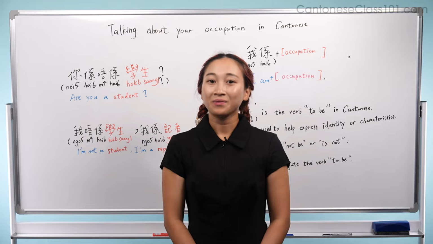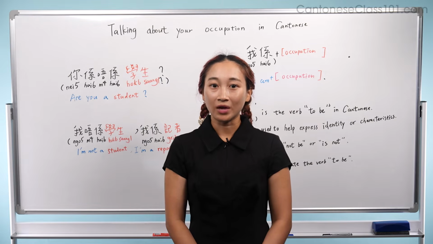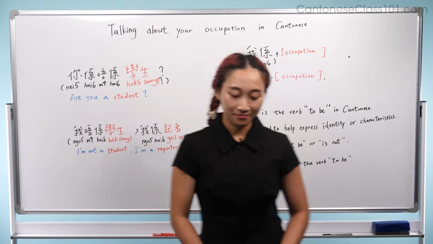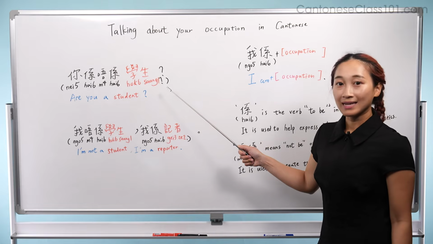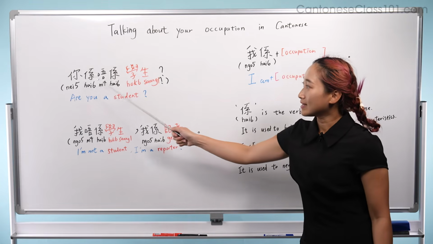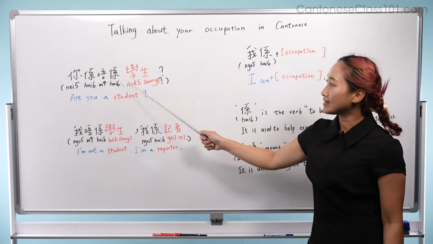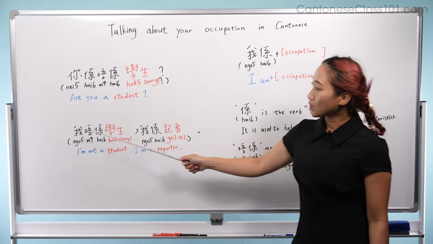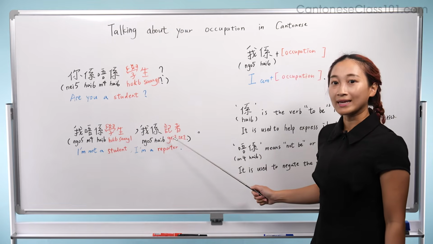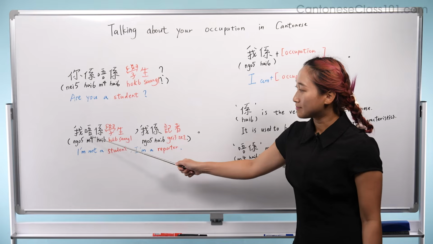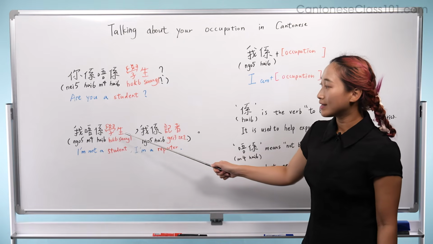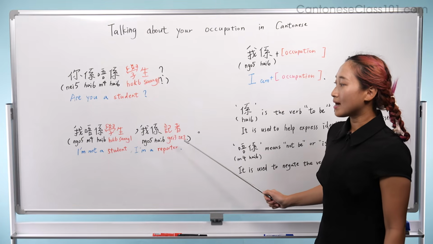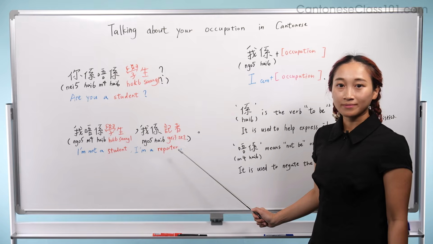Let's look at the dialogue. When I read, I want you to pay attention to the vocabulary. Find the vocabulary and see how it's used in the dialogue. 你係唔係學生？Are you a student? 我唔係學生，我係記者。I'm not a student, I'm a reporter.